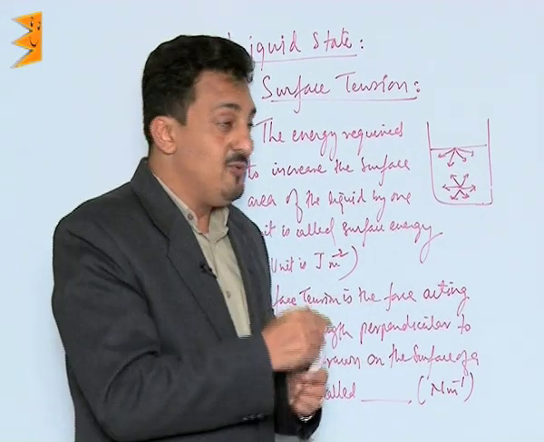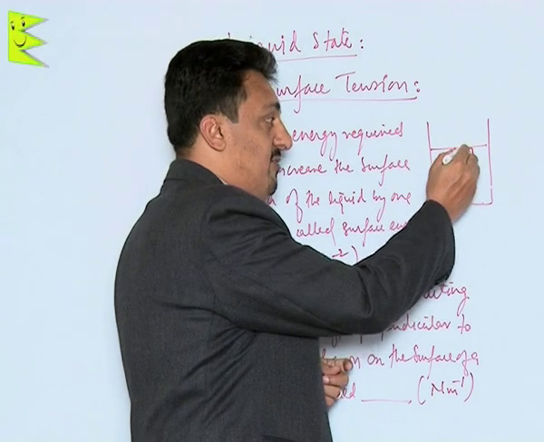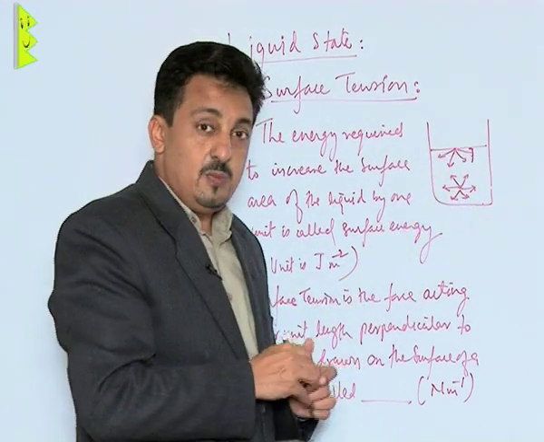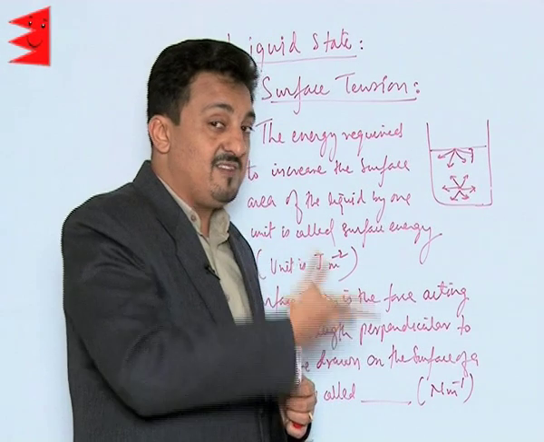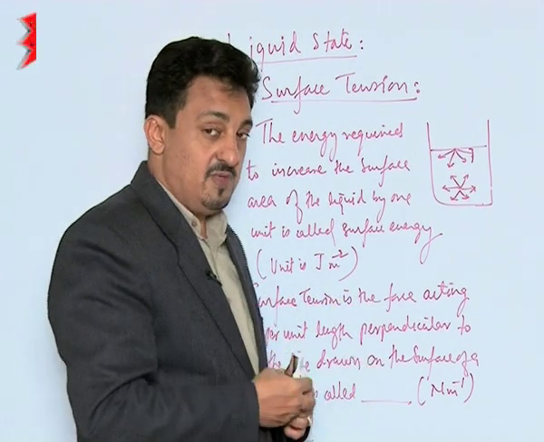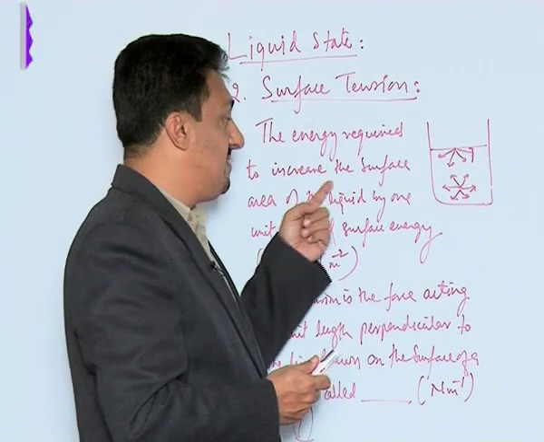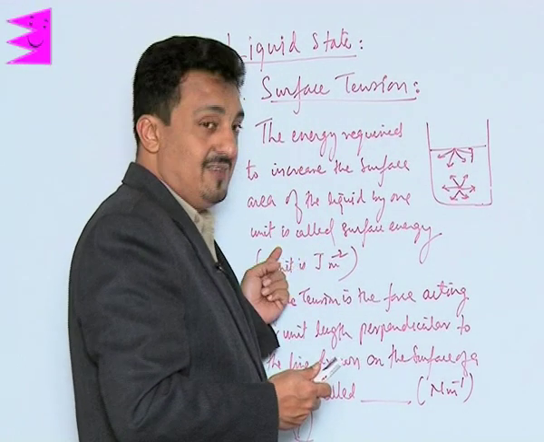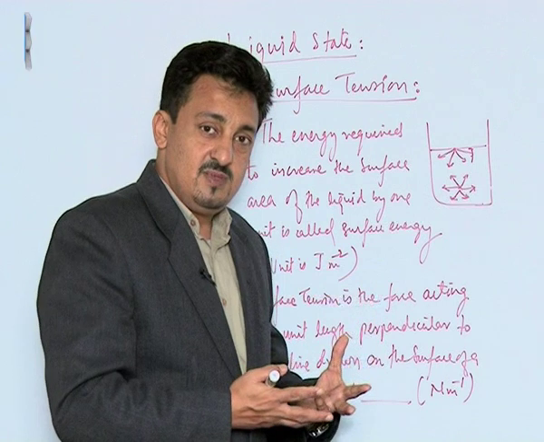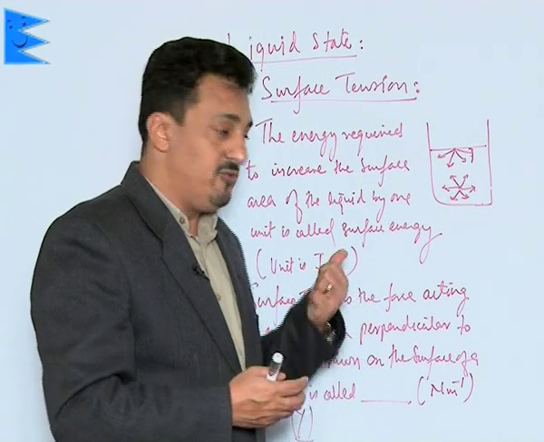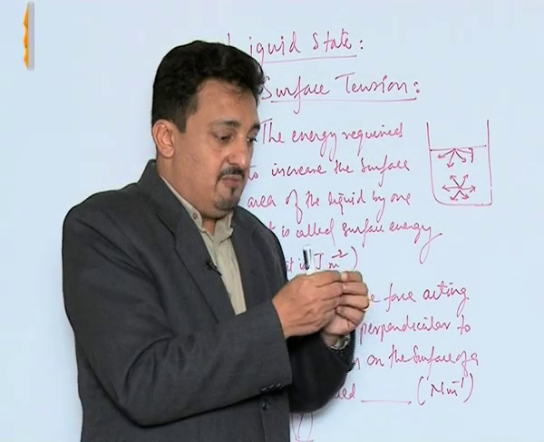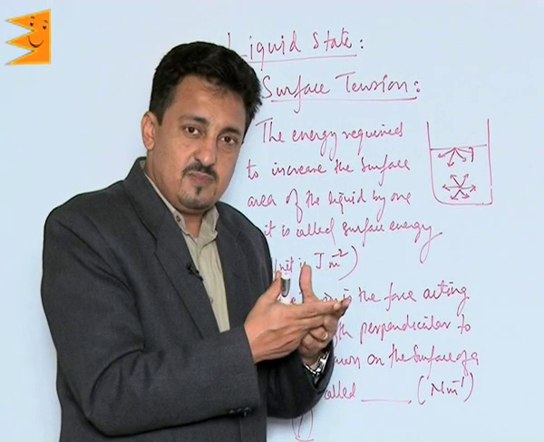Even if we try to bring one more molecule onto the surface so that the surface gets stretched, we have to spend a certain amount of energy in order to do so. And that's called surface energy. So we define it as the energy required to increase the surface area of the liquid by 1 unit. Its unit becomes joules per meter square, because that is how we are increasing its area.